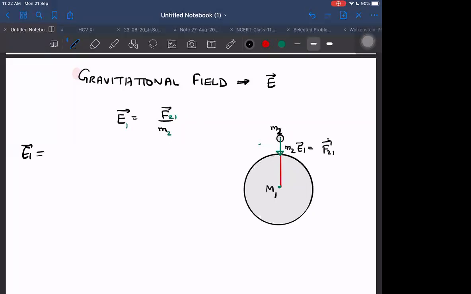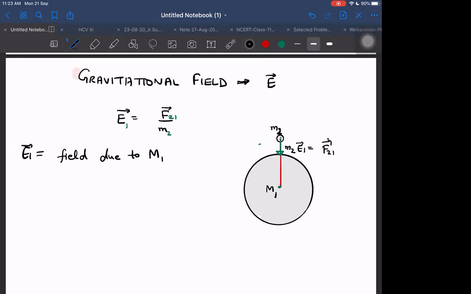So E1 is the field, the gravitational field we can say, but because this chapter is only about gravitation, I will just be calling it field. But you understand, whenever I say field, it actually means gravitational field. There can be several other fields, magnetic field, electric field, maybe other fields also. But here I'm talking about gravitational field only. So I will be calling it field and it means gravitational field.